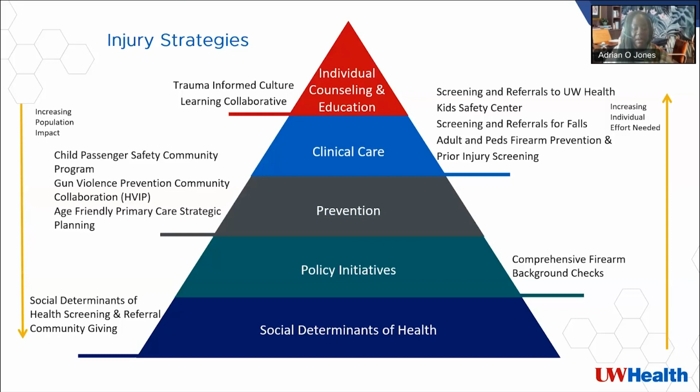And then we have our gun violence prevention community collaboration. One of the things that came out of, especially during the pandemic, is the increase in gun violence in Dane County, and of course we know nationwide, and making sure that not only can we work collaboratively to prevent that at the community level, but also making sure we're able to keep our patients safe across all clinics and the ED. And then we have our age-friendly primary care strategic planning, and again, screening for social determinants of health and referrals. That includes referrals to community-based fall prevention programs, as well as making sure our older adult population, 65 and up, have access to community resources and that it's easy to navigate.